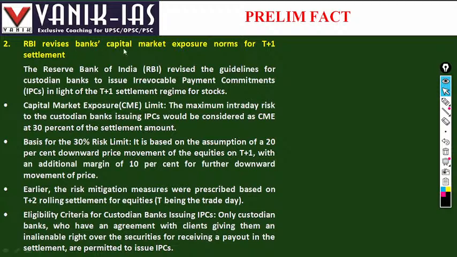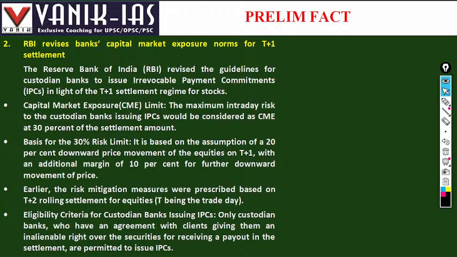The RBI revised the guidelines for custodian banks to issue irrevocable payment commitment in light of the T plus 1 settlement regime for stocks. The capital market exposure limit: the maximum intraday risk to the custodian bank issuing the IPC would be considered as the CME at 30% of the settlement amount.